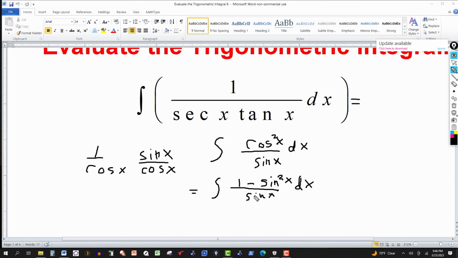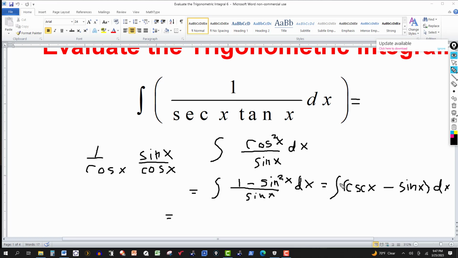And then I'm going to go ahead and divide through by sine. This is the integral of 1 over sine of x. Now 1 over sine of x, I can write that as cosecant, because I do have a formula for the integral of cosecant. And then this will be minus, and then sine squared of x divided by sine of x will give me 1 minus sine of x dx. And then I can just integrate individually.